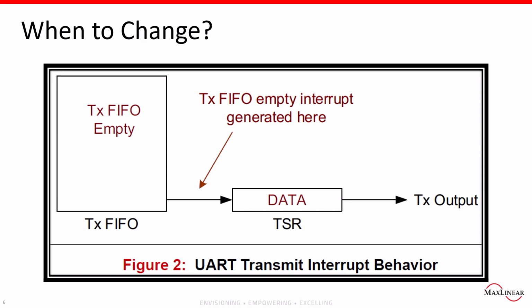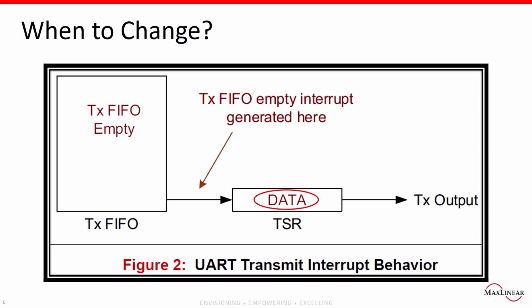This is the 16550 UART standard transmit interrupt behavior. As you can see, the interrupt is generated when TX FIFO is empty. In this case, there may be data still in the TSR, transmit shift register, when the interrupt is generated. One of the main challenges for using UART in a half-duplex RS-485 environment is to make sure the RS-485 transceiver does not return to receive mode until all data is transmitted.